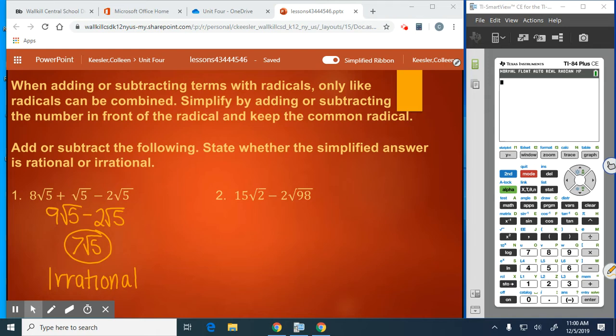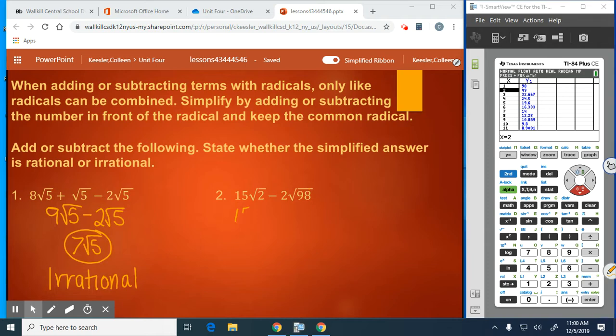Okay, number 2, we have 15 square root 2 minus 2 square root 98. Well, 15 square root 2 is as simple as it gets, but 2 times square root 98 is not. So I have to figure out the perfect square factors of 98 to simplify this. So if I go to my y equals and do 98 divided by x and pull up the table, right away I see 1 and 98, 2 and 49, 49 being a perfect square.